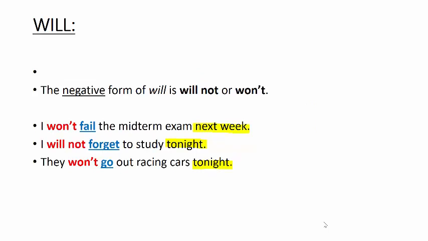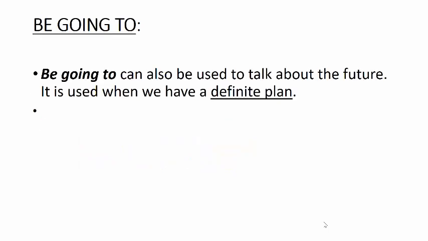So I won't fail the midterm exam next week. I will not forget to study tonight. They won't go out racing cars tonight. I should change that one to something else. That's okay for now. But you can see the same construction. The subject, will not, root verb, object, and the time marker.